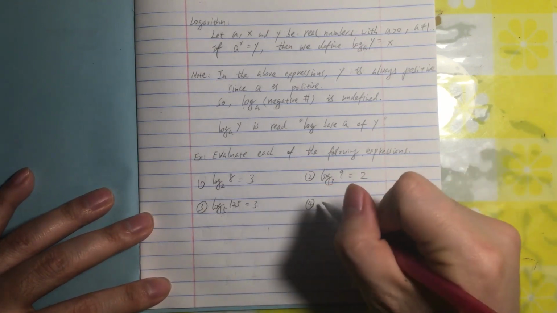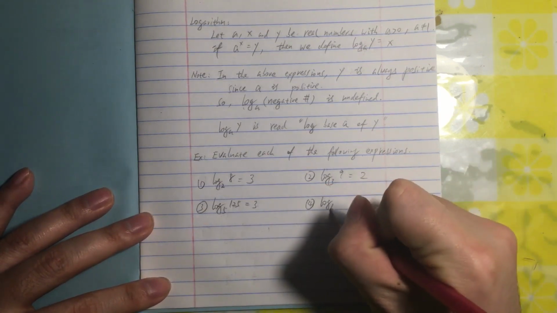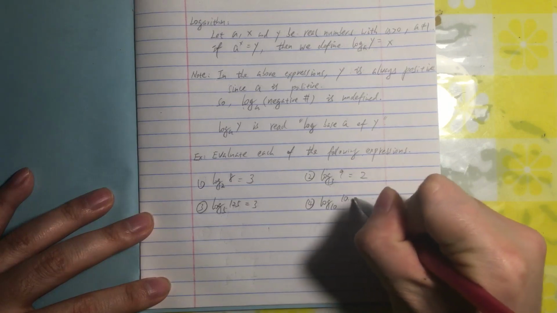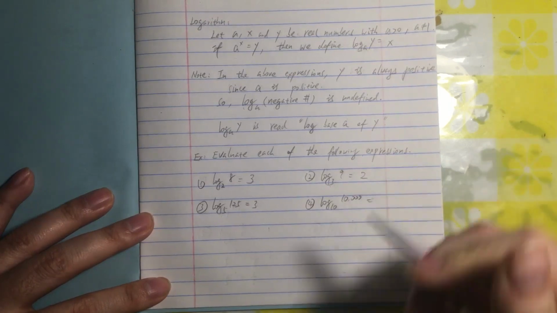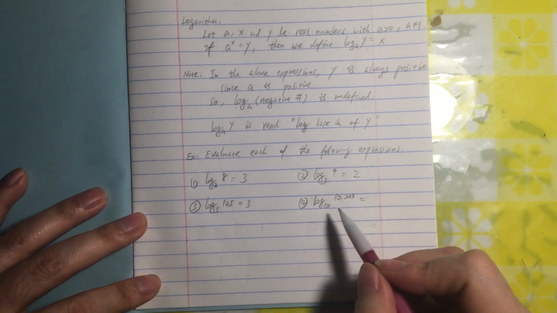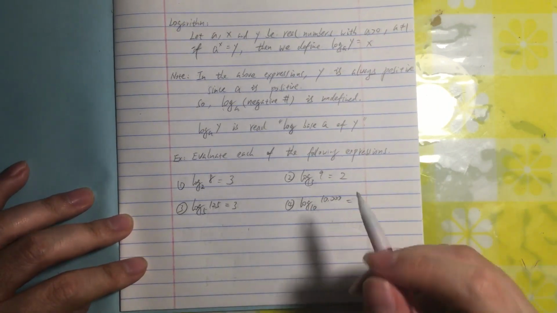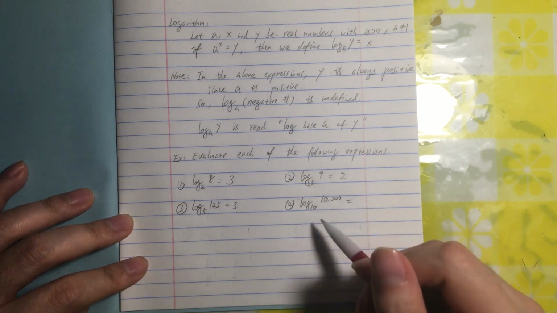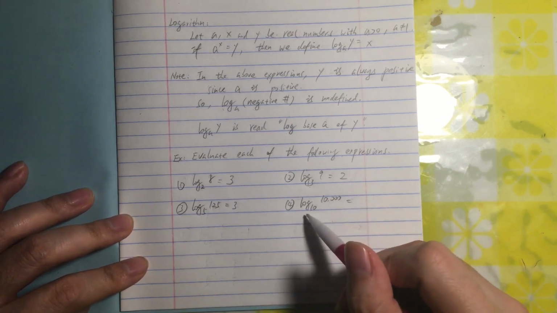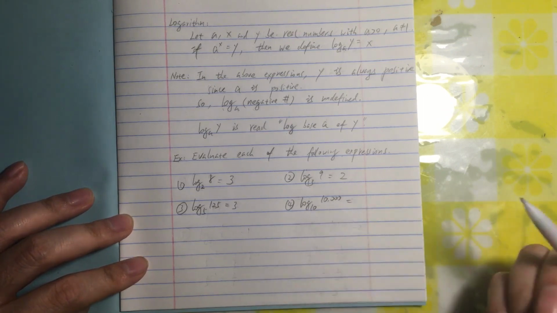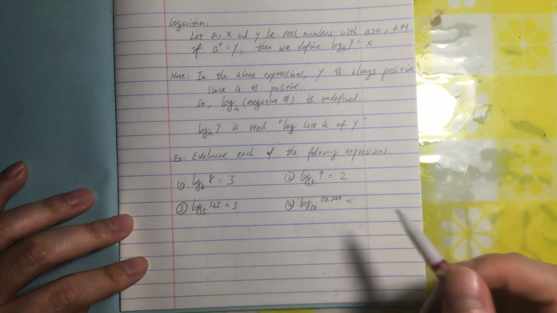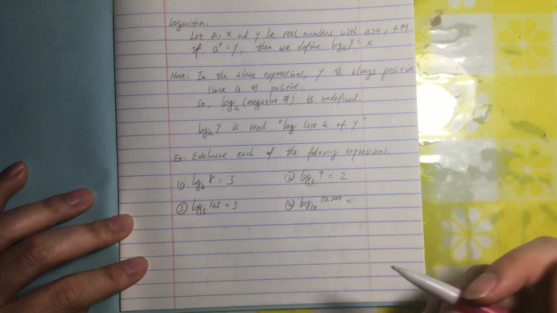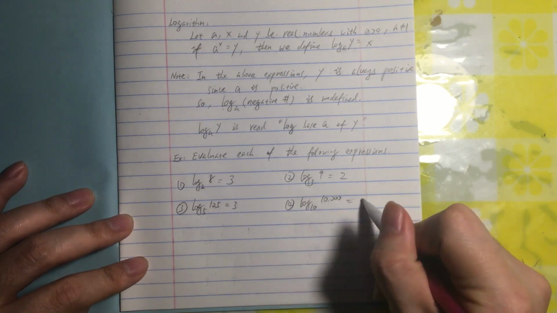Next example, log base 10 of 10,000. This expression is asking 10 raised to what power is 10,000? We know that 10 to the power of 4 is 10,000. So this expression equals 4.